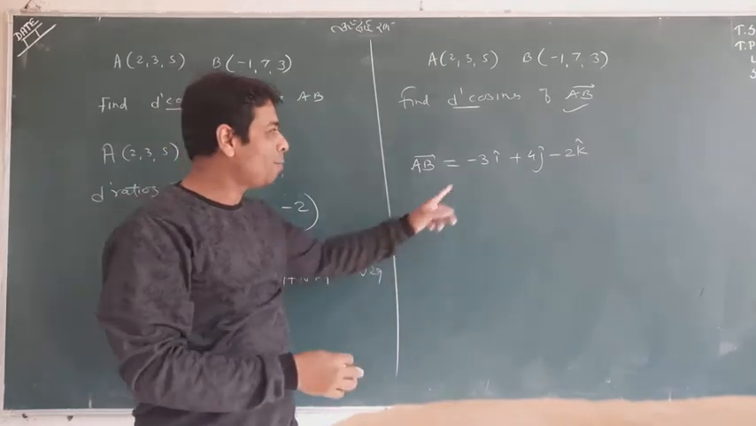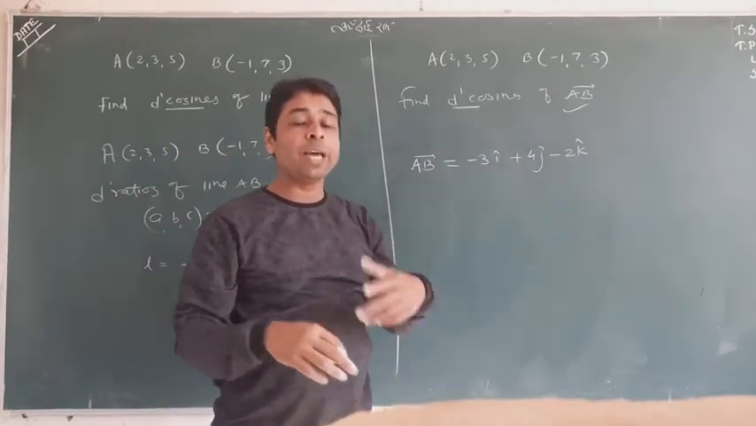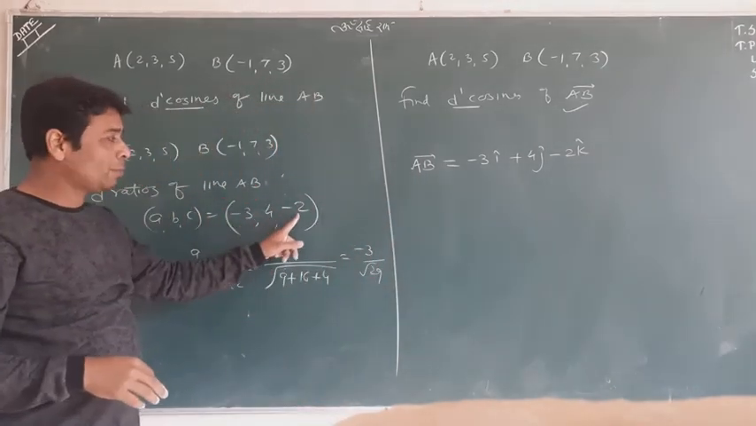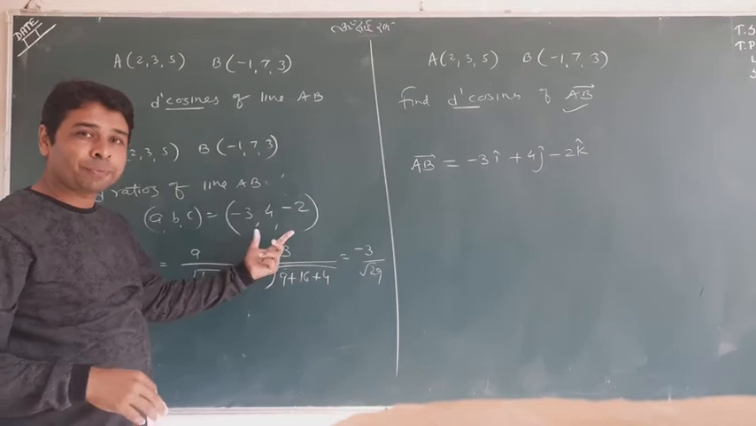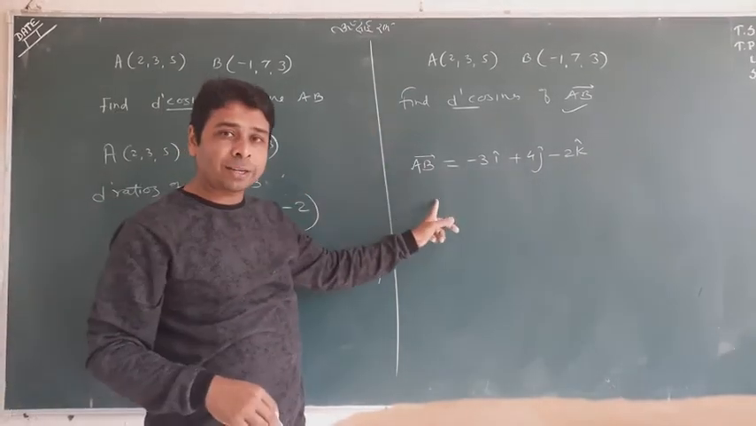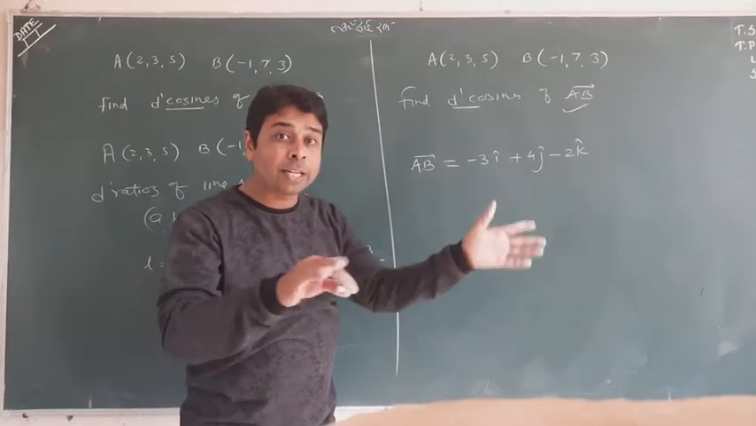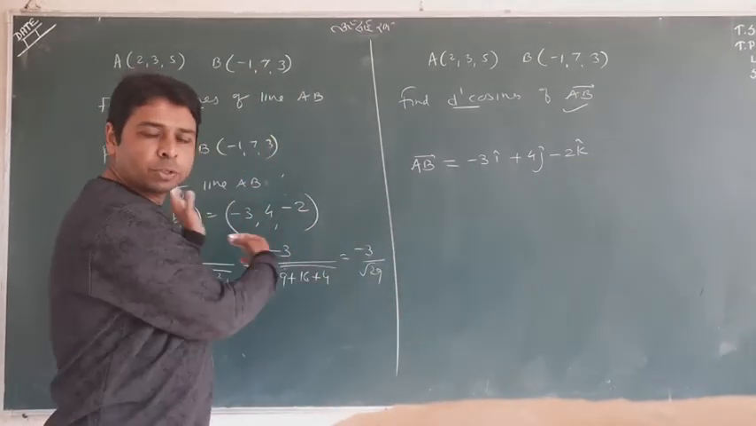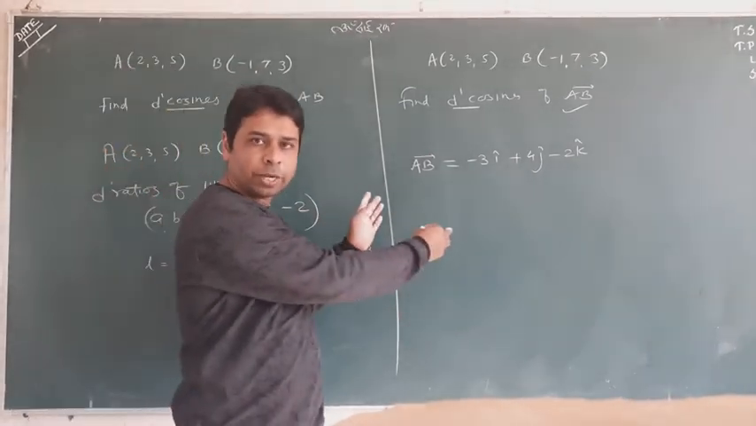And can you compare minus 3, 4 and minus 2? They are the ratios of AB. Look at minus 3, 4 and minus 2. They are ratios of AB. After finding the vector, the coefficients of IJK are none else but the direction ratios. The only difference is that here I am not using IJK and here it is using IJK.